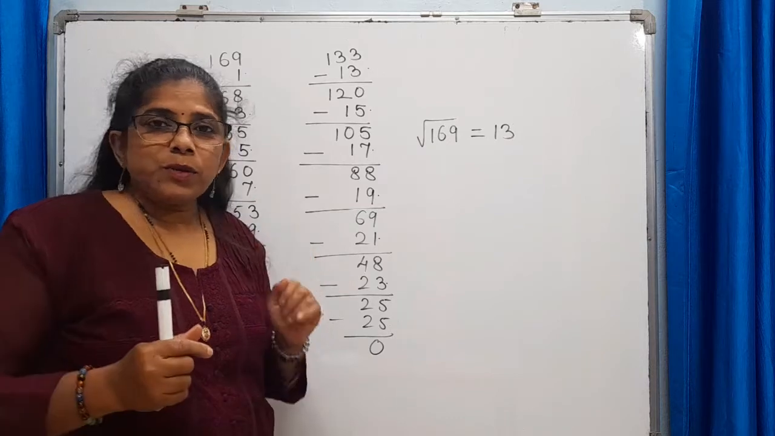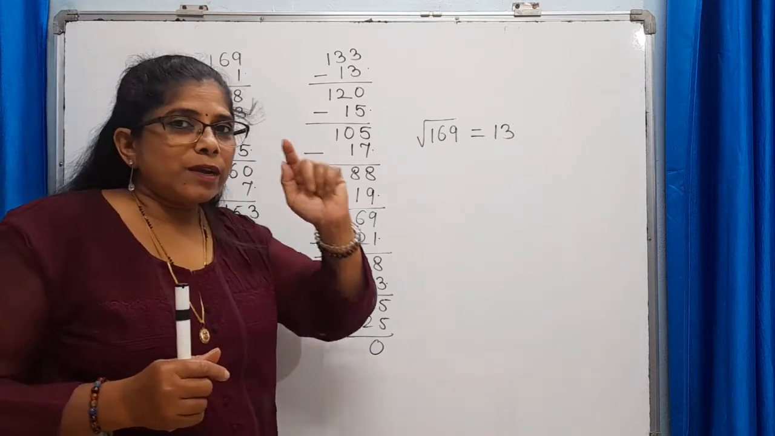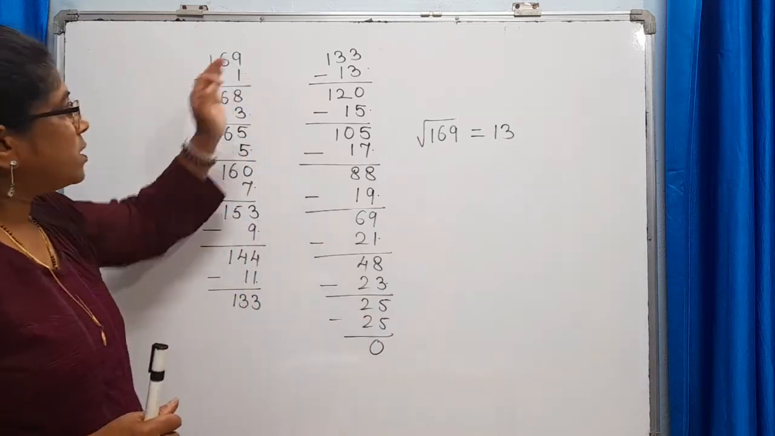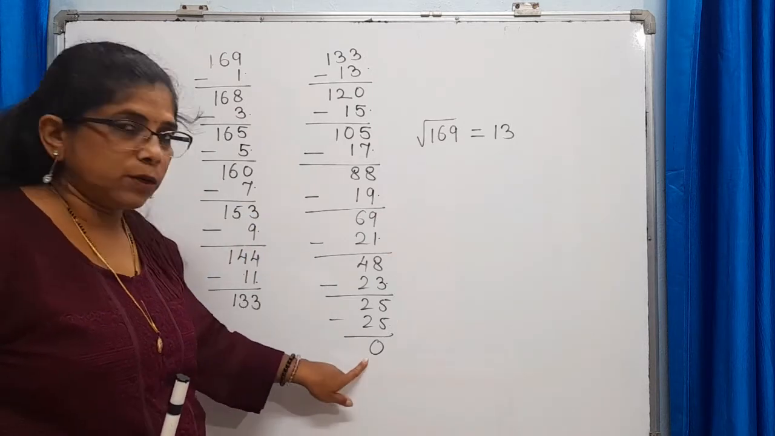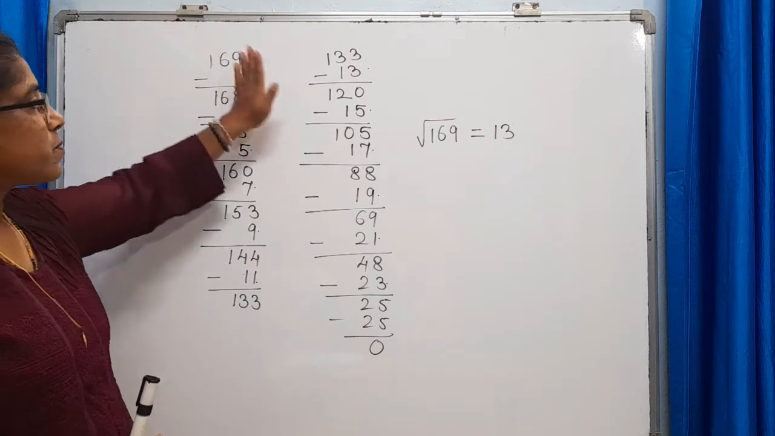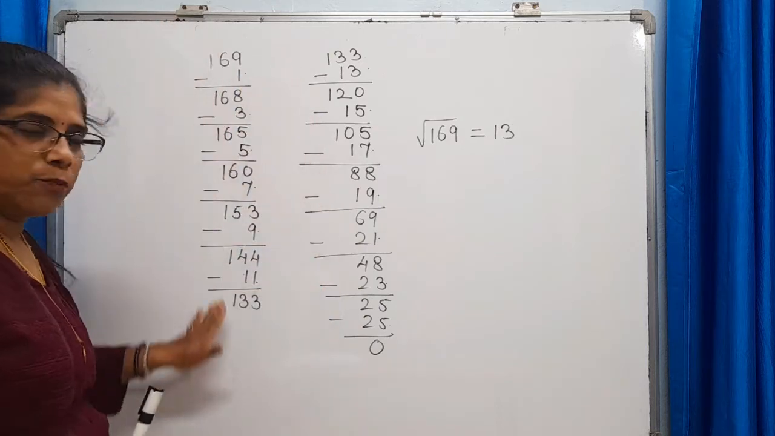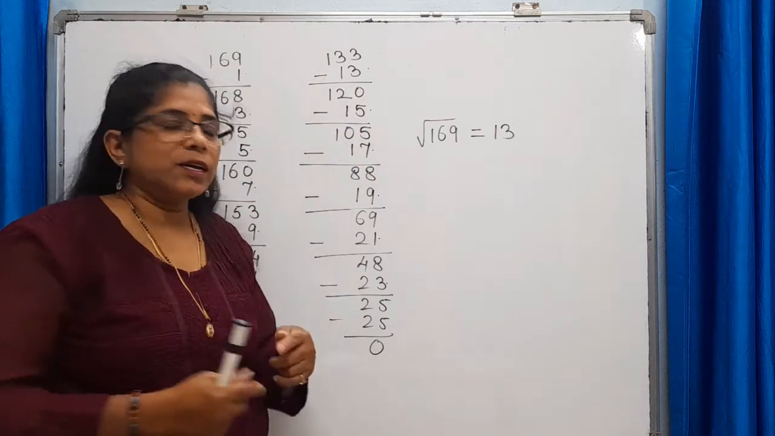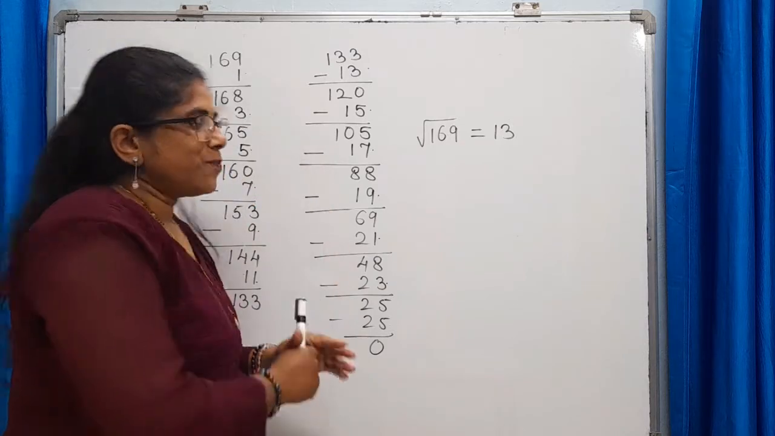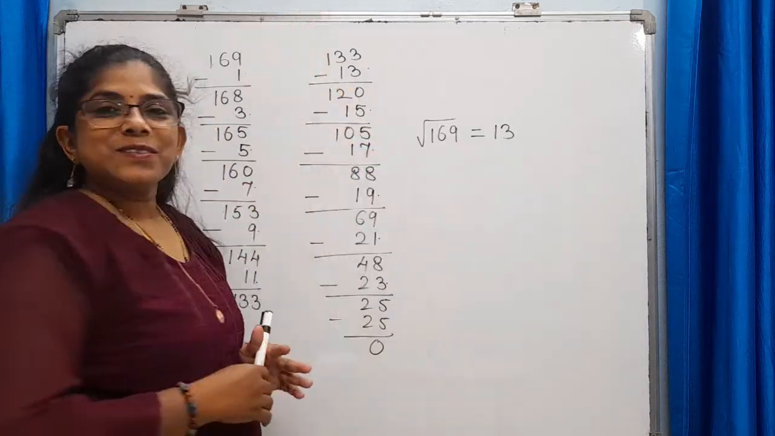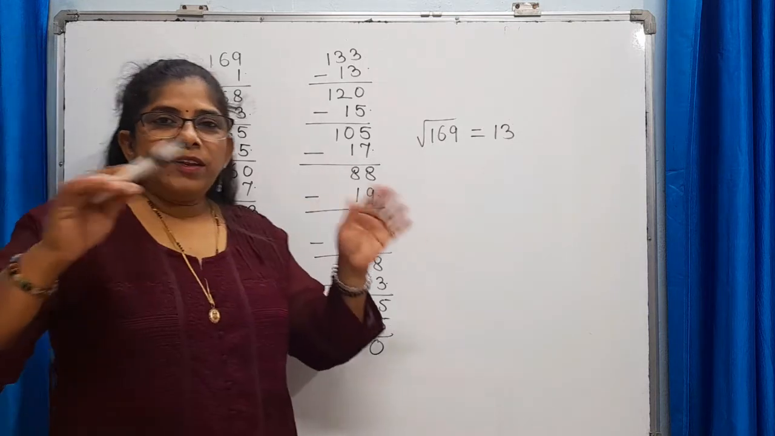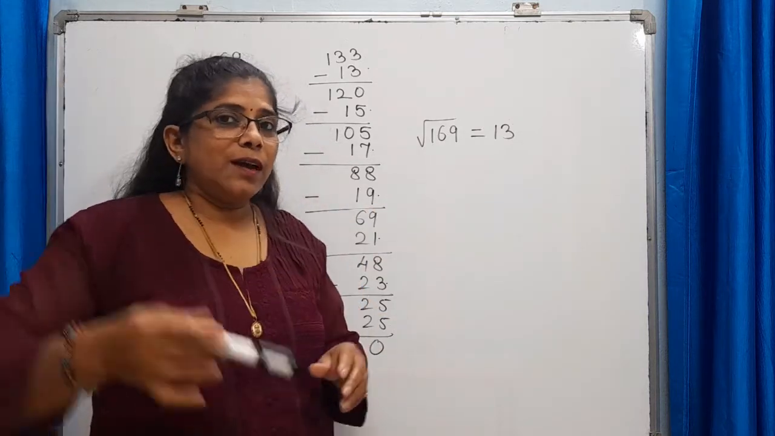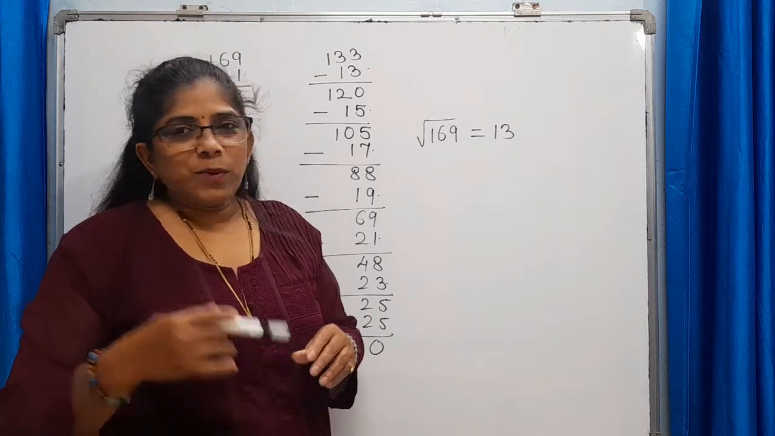This method is quite simple, but be careful while subtracting the numbers. If one answer goes wrong, you will not get 0 here. And if you don't get 0 for the perfect square, it means you are wrong somewhere in the subtraction. You have to check your subtraction again, get 0 here and get the correct square root. So as I said, there is one more quite convenient method to find the square root of the higher numbers, which I will explain in my next video.